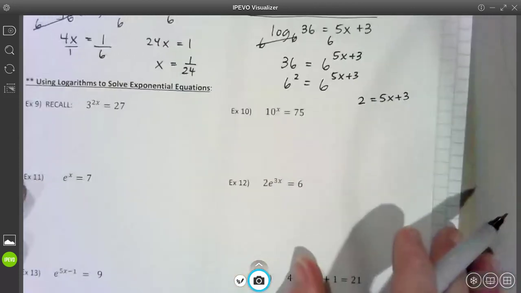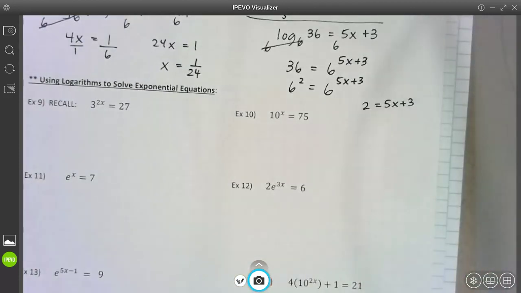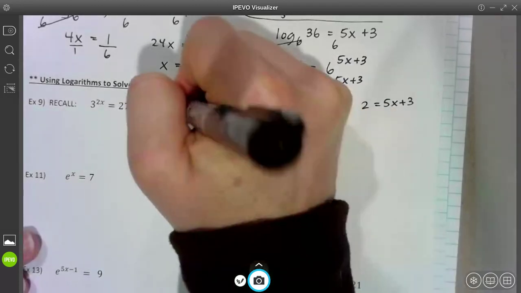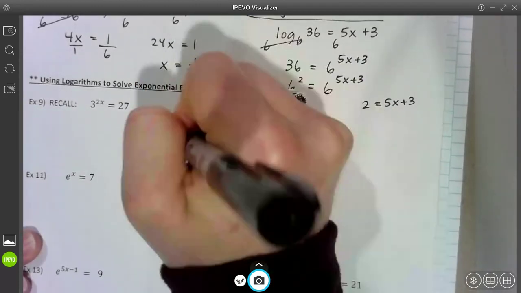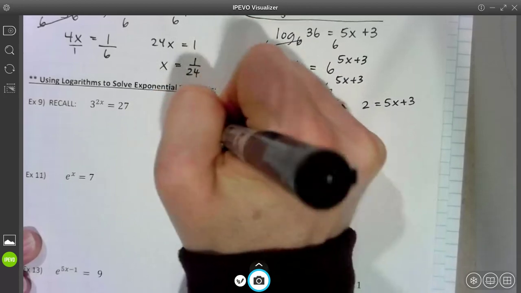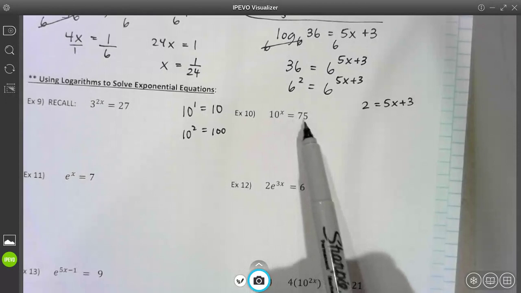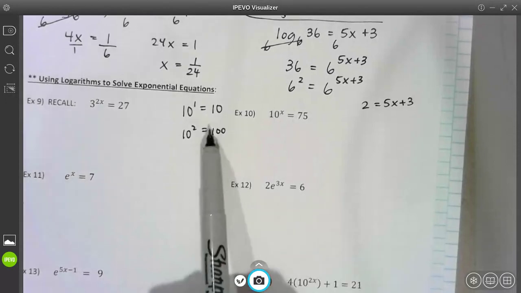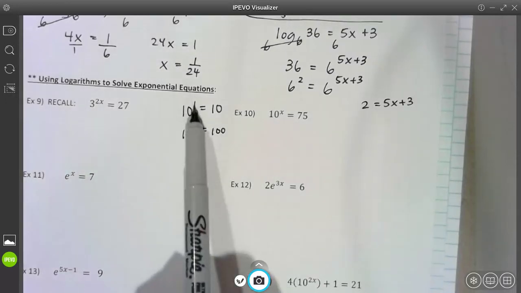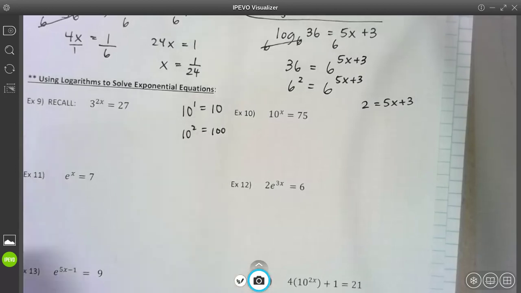Let's say they asked you 10 to what power is 75. Well, guys, we know 10 to the first is 10, and we know 10 squared is 100. So 10 to what power is going to get you 75? 75 is in between 10 and 100. So it's literally some decimal between 1 and 2 that you have to raise 10 to in order to get 75 as your answer. We don't know, though. We could sit here all day plugging and chugging decimals in between 1 and 2 until we get to the closest number to 75. There's an easier way to do this.